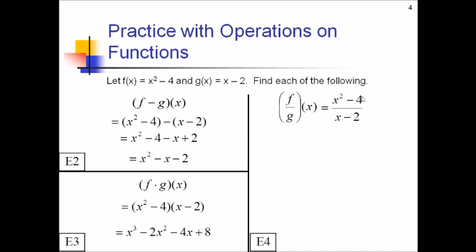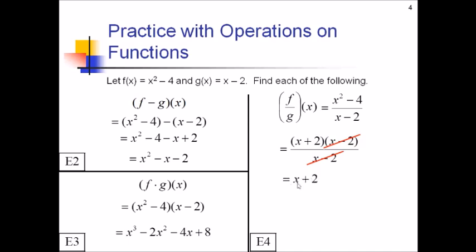Let's factor the numerator. X squared minus 4, what's that factor into? Oh, well, x plus 2 and x minus 2. We have an x minus 2 up here and down here. We can cross those out because that's a common factor. You're basically dividing this by itself, so it's 1. And then that leaves us with x plus 2.